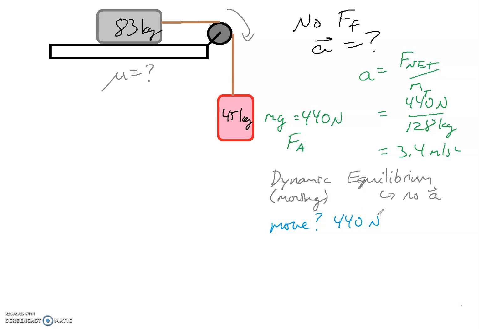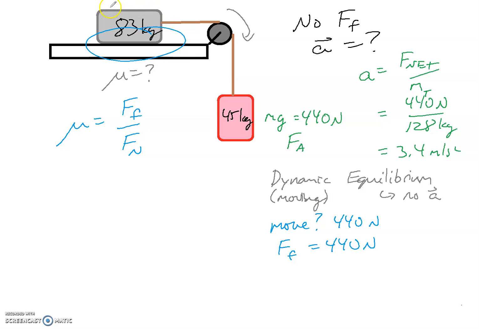If there's 440 trying to move the system, and the net force is zero, so there's no acceleration, that tells me the force of friction must also be 440 newtons, or negative 440, or 440 in the opposite direction. So there must be 440 newtons of friction between that box and the tabletop. To find the coefficient of friction, that is the force of friction divided by the normal force. The normal force has nothing to do with the 45 kilogram box because it's not where the friction is, it's not even sitting on anything.